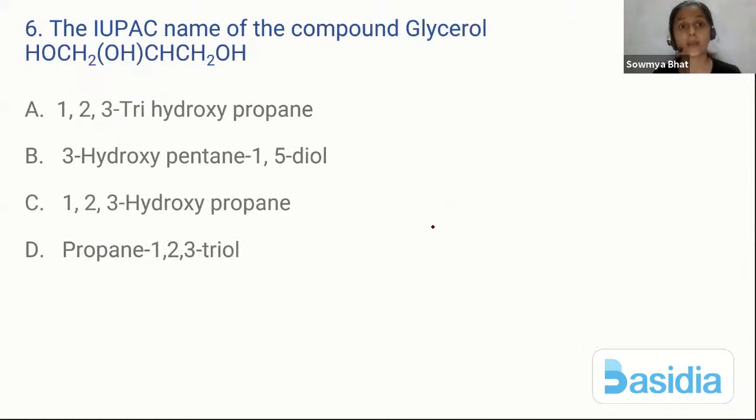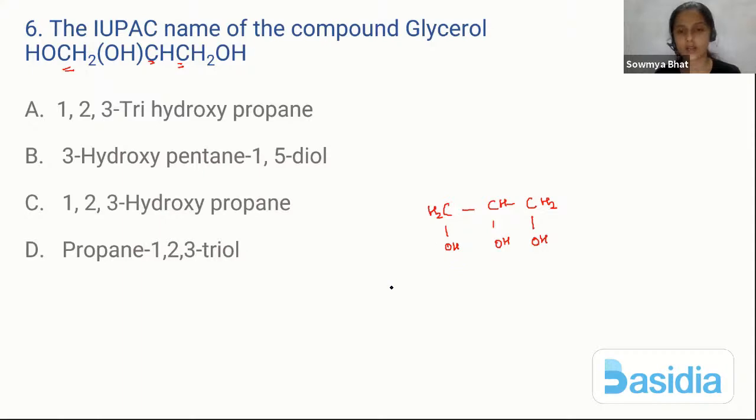The IUPAC name of the compound, that's glycerol. This is the substance which is used to cry in the movies, that's glycerin, I think, but glycerol. Let's write the structure of the compound. There are 3 carbon atoms in the chain, C, C, C. Then for every carbon, there is OH attached. And now there is a CH2 here, a CH here, a CH2 here. So this is the compound.